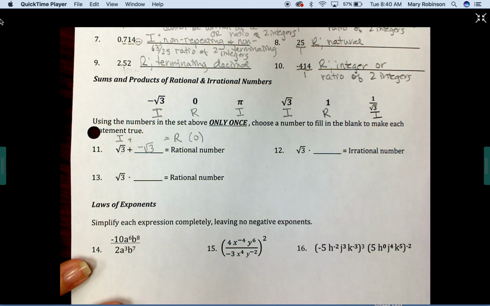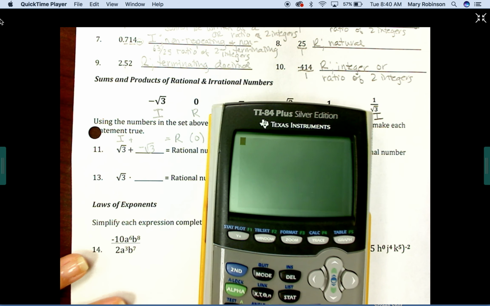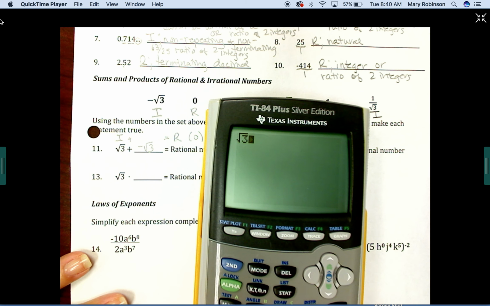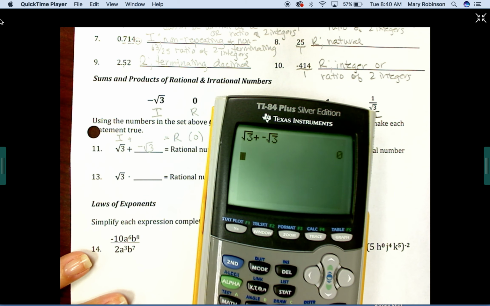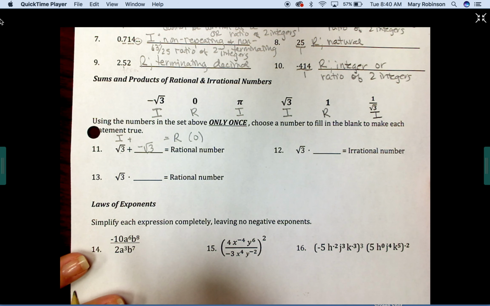Now all of these we should be able to type in our calculator and make sure that they are rational or irrational. So if I type in the square root of 3, hit the right arrow to get out of the radical, and then add negative square root of 3, and hit enter, I get 0, which is a rational number. So we should choose negative square root of 3.